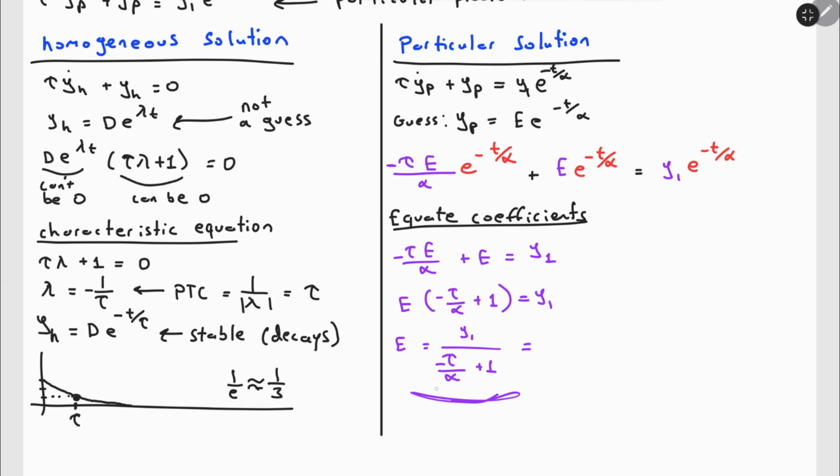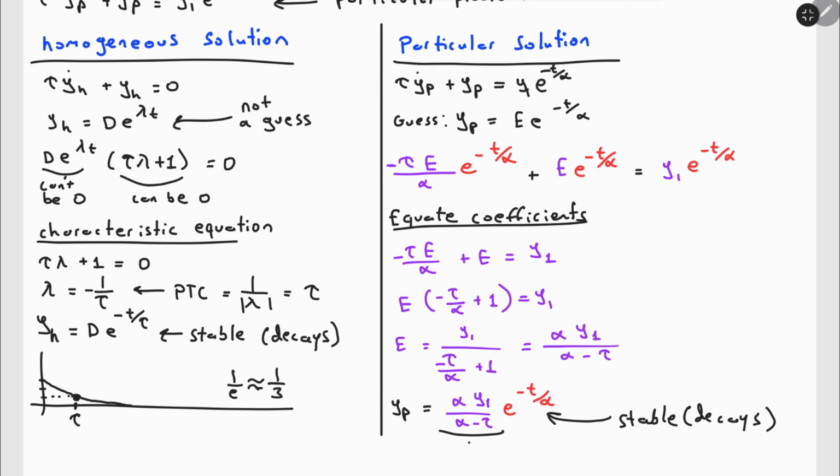And this is the solution we find for E. Simplified a little bit more, we can write it like this. Just multiply everything by alpha and you get basically the other. And our y particular then now is this. And now you might notice that it's stable because it decays, and this is our E.